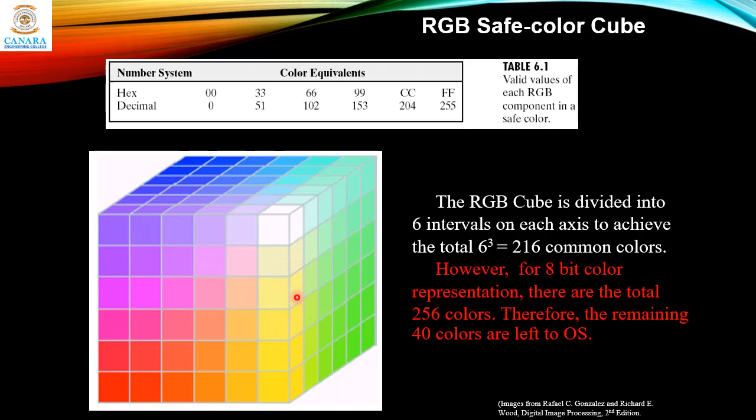So the RGB cube is divided into 6 intervals on each axis to achieve a total of 6 raised to 3, which is 216 common colors. However, for 8-bit color representation, there are a total of 256 colors. Therefore, the remaining 40 colors are left to the operating system to define. And these are the color equivalents, which are valid values of each RGB component in a safe color environment.